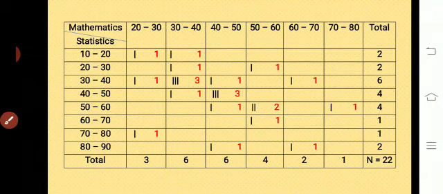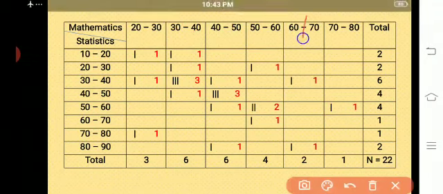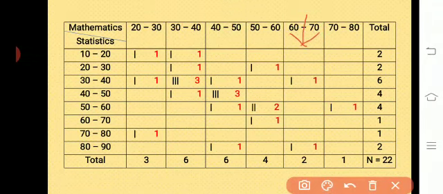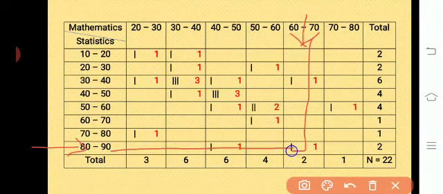Similarly, roll number 6. For roll number 6, we have the marks in mathematics 60. So 60 will come in this class interval, and for the same roll number 6, marks in statistics are 85. So 85 will come in the class interval 80 to 90. So the intersection of these two will come here, and in this cell we have to give one tally mark for roll number 6.